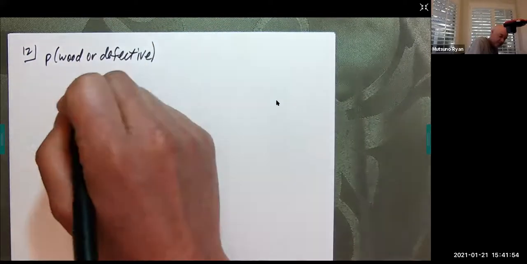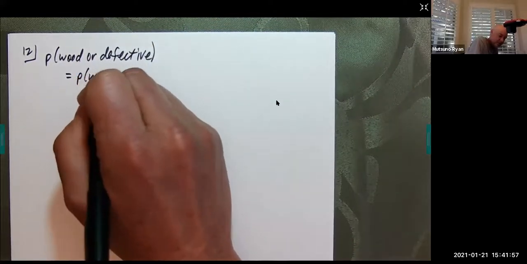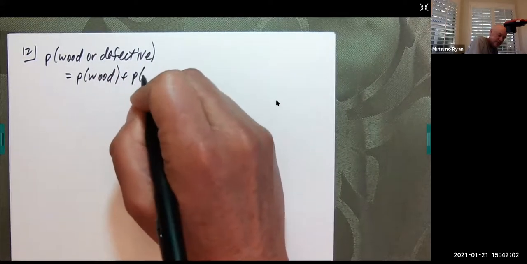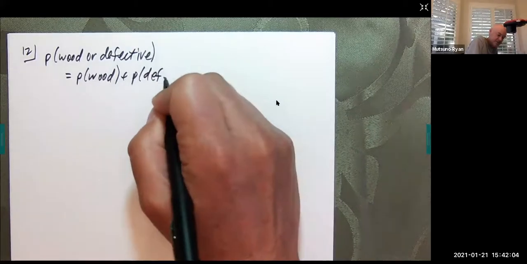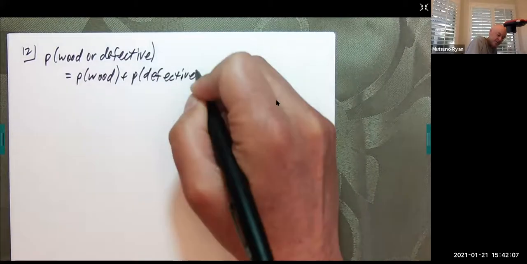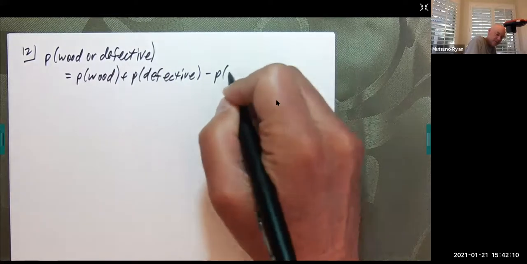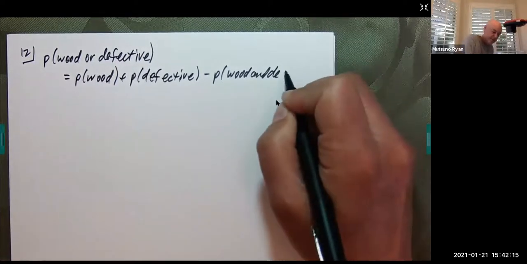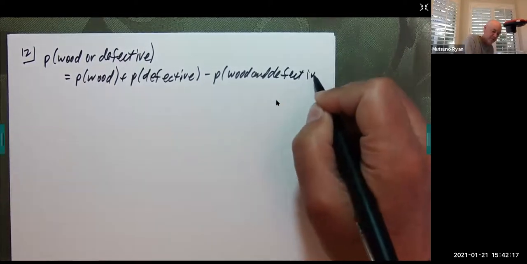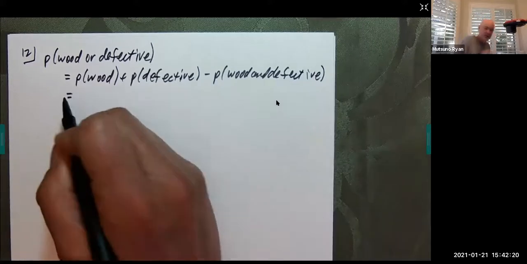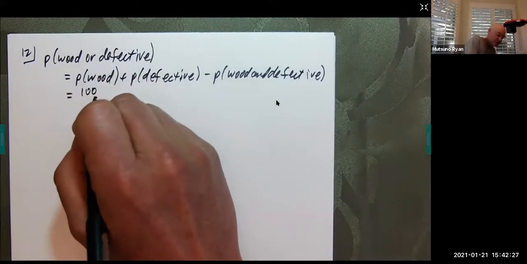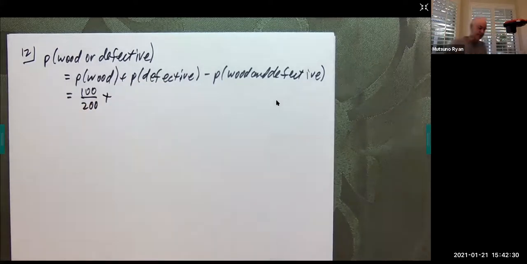And we'll find this by finding the probability that it's wood plus the probability that it's defective minus the probability of wood and defective. So my denominator is going to be 200 because it's out of 200 rackets. So how many of them are wood? There are 100 out of the 200 are wooden rackets.